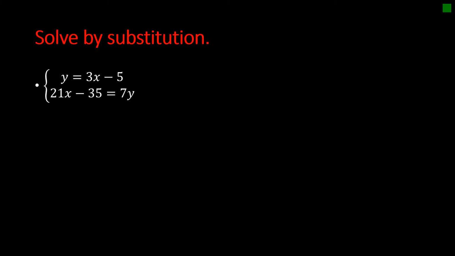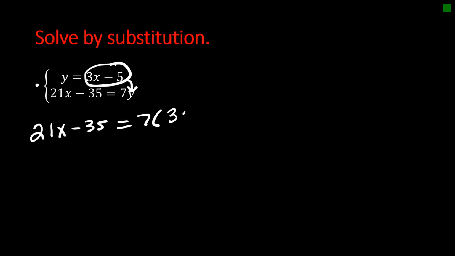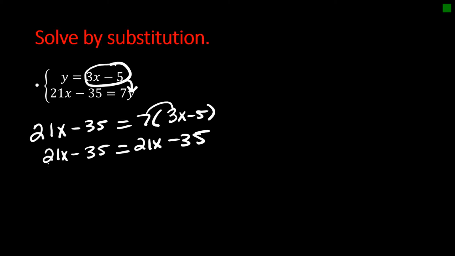Let's look at another one. We have y equals 3x minus 5 and 21x minus 35 equals 7y. So I put this expression in for y. I have 21x minus 35 equals 7 times 3x minus 5. So 21x minus 35 equals 21x minus 35. So everything cancels, and I have 0 equals 0, which is a true statement.